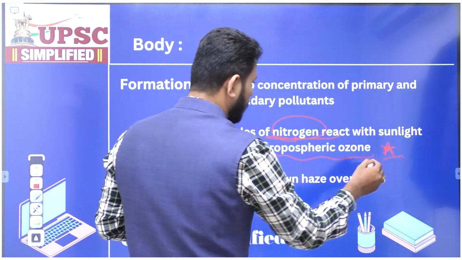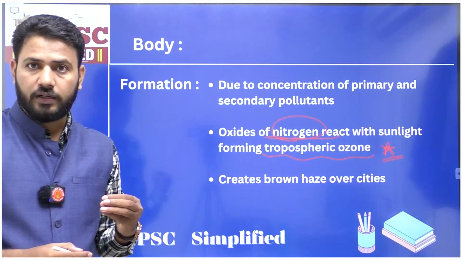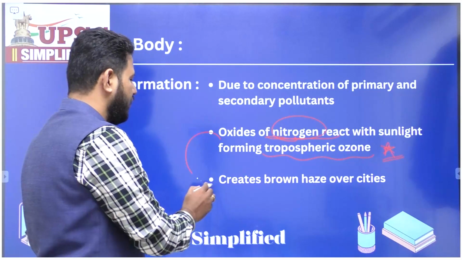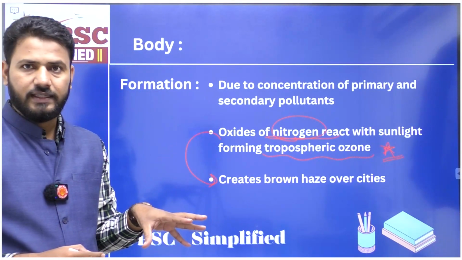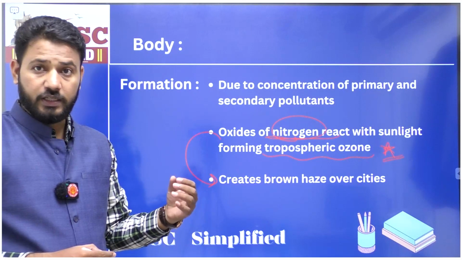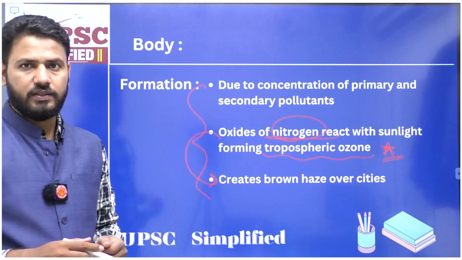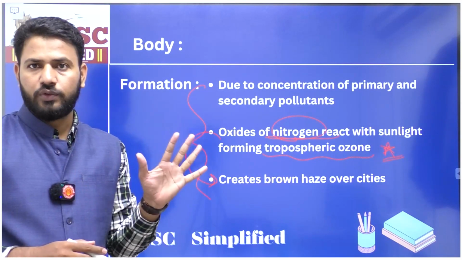Right? Ozone, when in the troposphere, is a pollutant. Mind it and remember it. Okay. Now, this reaction creates a brown haze over the cities. This is how photochemical smog is formed. Now, you cannot write more than this because it is only 150 words that you have to use.